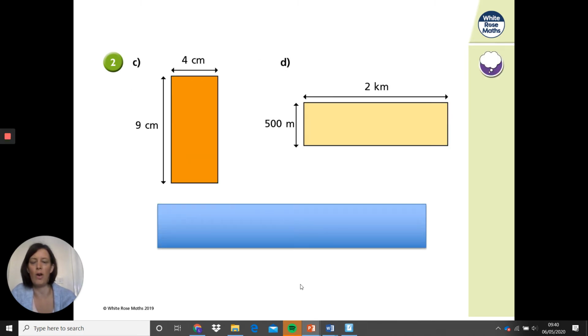Okay, so have another go. Pause this time, but you'll have to remember. This one's a little bit trickier, so don't worry if you can't do this one, because we'll have a look at it together in a minute, but pause while you have a little go.